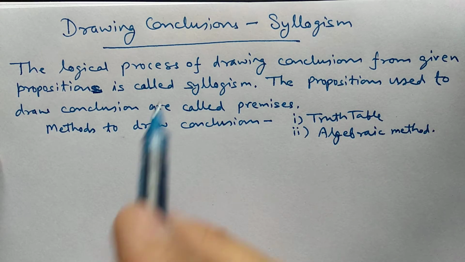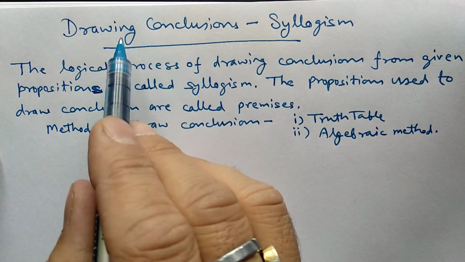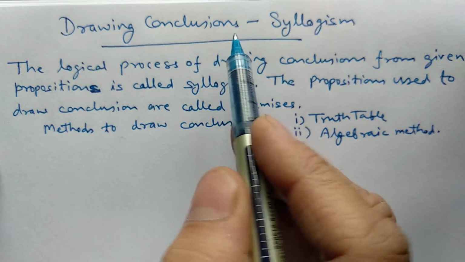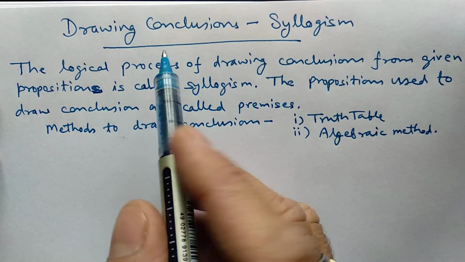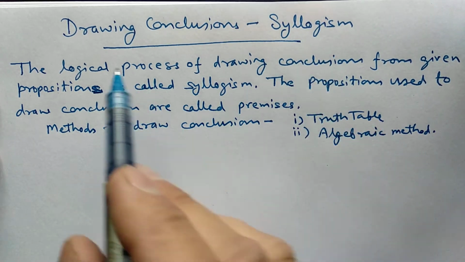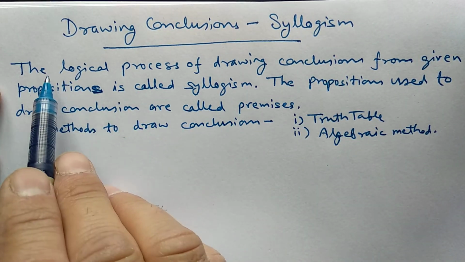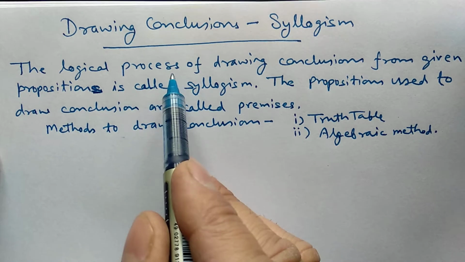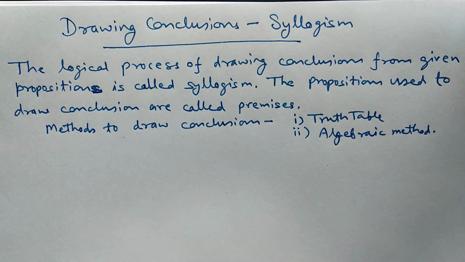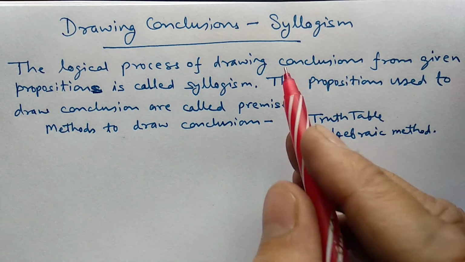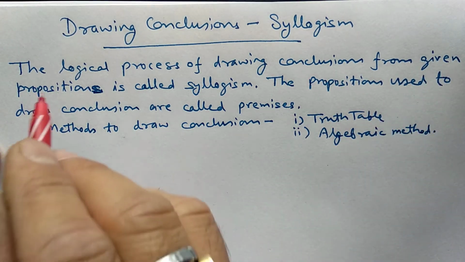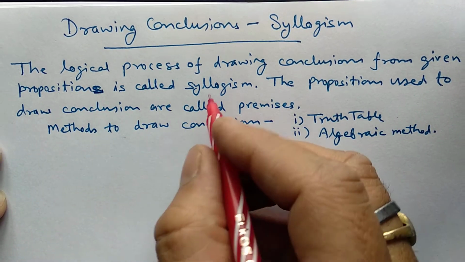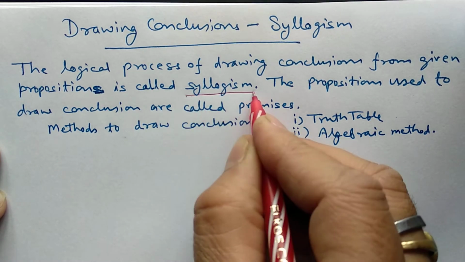Hello students, the next topic is Boolean algebra, drawing conclusions, which is called syllogism. Now syllogism, what is this? This is the logical process of drawing conclusions from given propositions, and it is called syllogism.